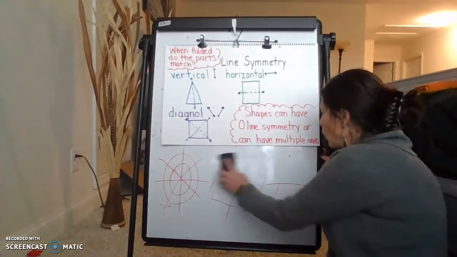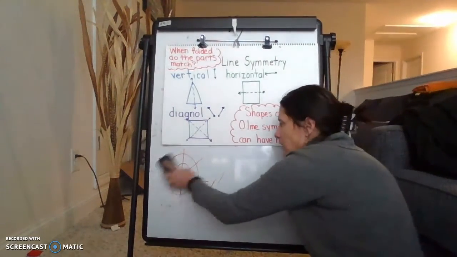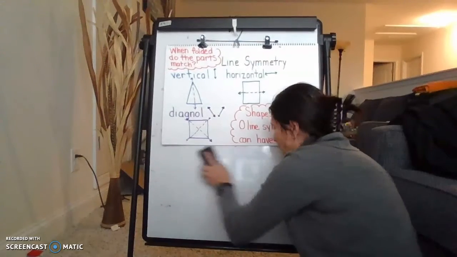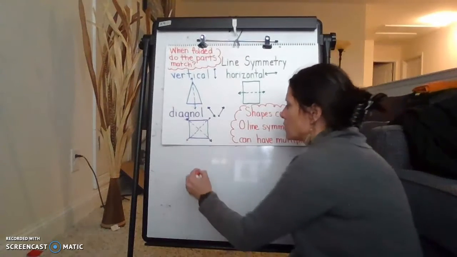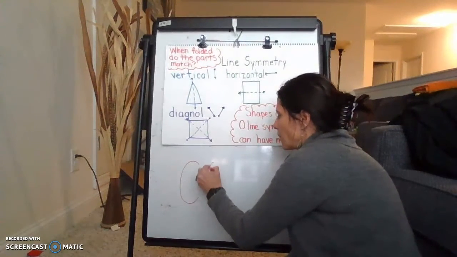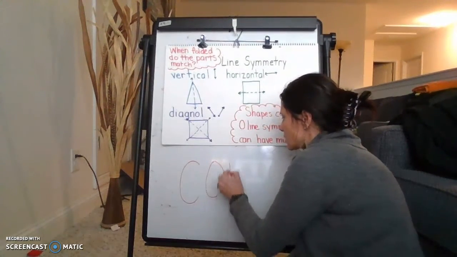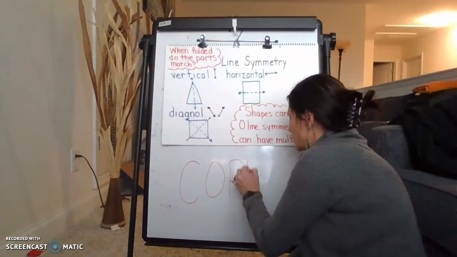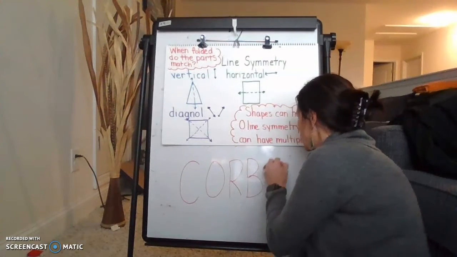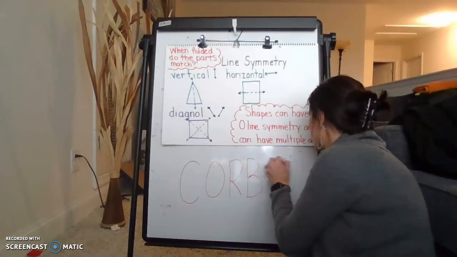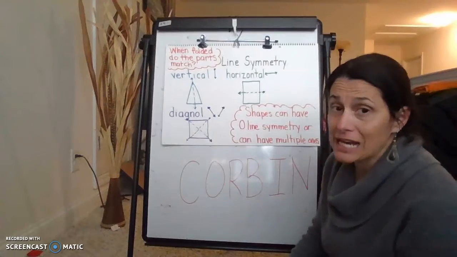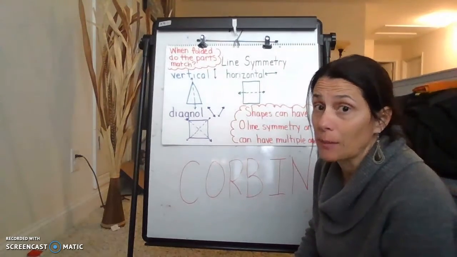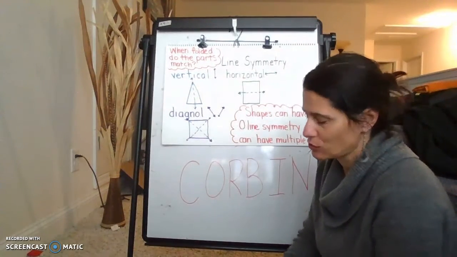Now, one of the fun things to try is to write your name, and you can do this in your notebook, and it's not an assignment, it's just for fun. So I'm going to write Corbin, and I'm going to write it in uppercase letters. Corbin. Oops, I'm almost out of room. And my task is to find how many of my letters have lines of symmetry.